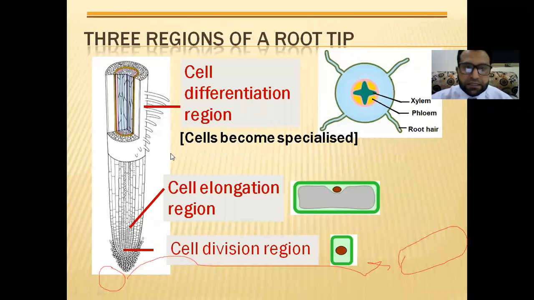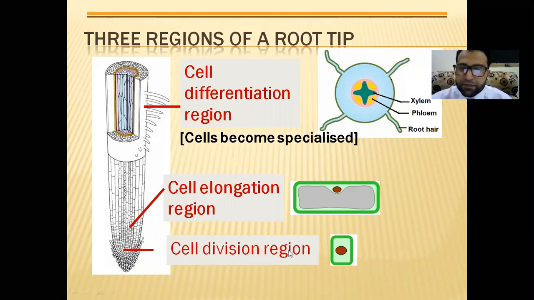Now you can see here, this is a root having three regions: cell division, cell elongation, and cell differentiation. The cell division region is here at the tip of the root, and here the auxin is produced. These cells are fast growing; the mitosis of cells is very fast. In the cell elongation region, the auxin moves toward this part and elongates the cells. This is the cell differentiation region, where the cells become specialized.